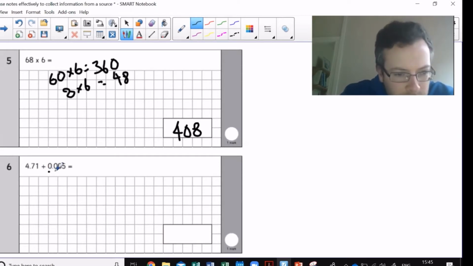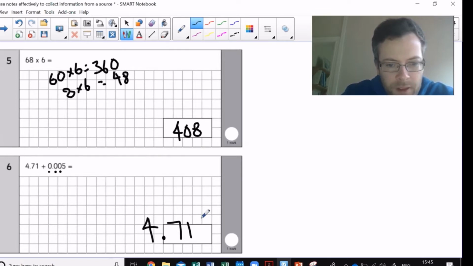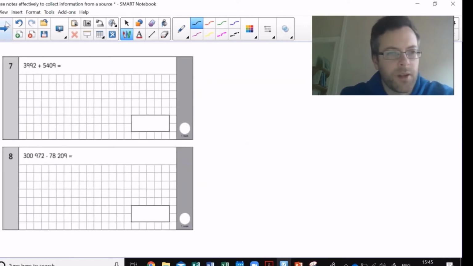Then 4.71 adds 0.005. Well, that's where the 4 is, that's the 7, that's the 1. So I'm just adding a 5 into the thousandths column. So 4.715.